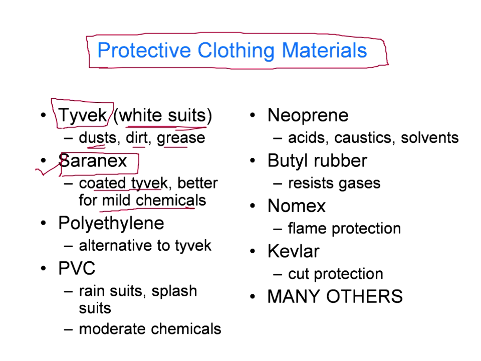The protective clothing materials, it's all about the material. Tyvek, they call it Tyvek. It is a white suit. It prevents dust, dirt, greases. Saranex, this is another type of dress. Coated Tyvek is better for mild chemicals. You should use this Saranex. We also have cotton dress, nylon, polyester. When we go to the shop to purchase a dress, we ask what it is made of. He may tell us this is made of nylon, and these two can be replaced. If not Tyvek, you can go to polyethylene.